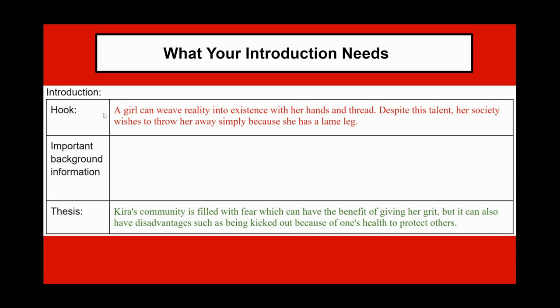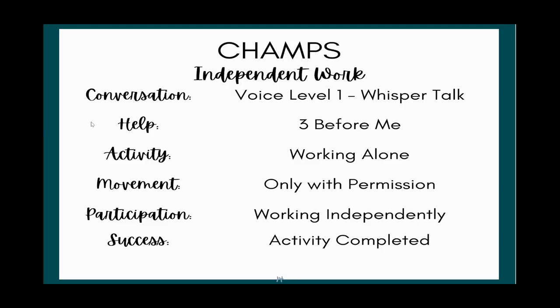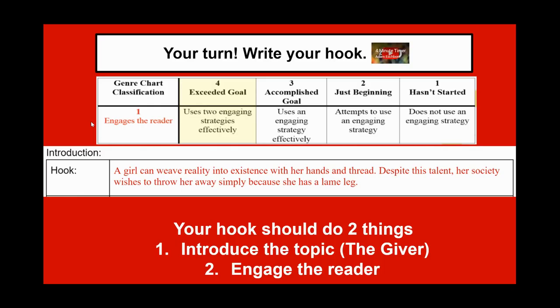I felt like my anecdote hook was the best, engaged the reader the best, so I put it first. It is now your turn to add your engaging strategy. If you want extra credit, you need to have 2. If you want to get an A and full points, you just need to have 1 that introduces the topic, which is The Giver, and engages the reader. Push pause and come back when you are done.